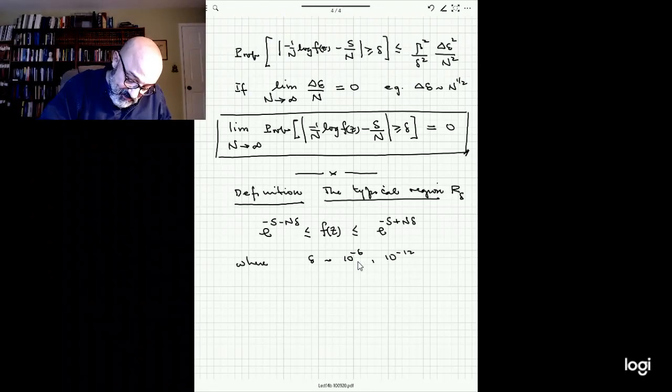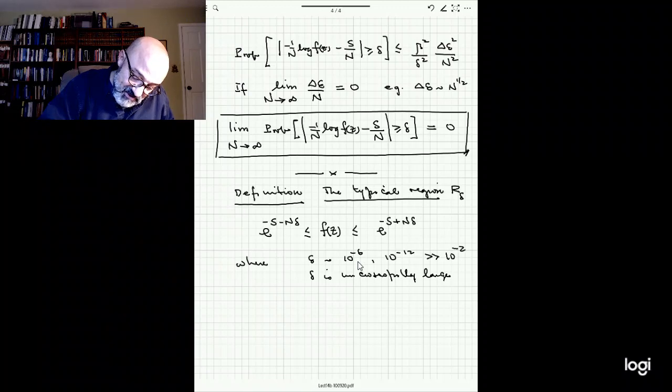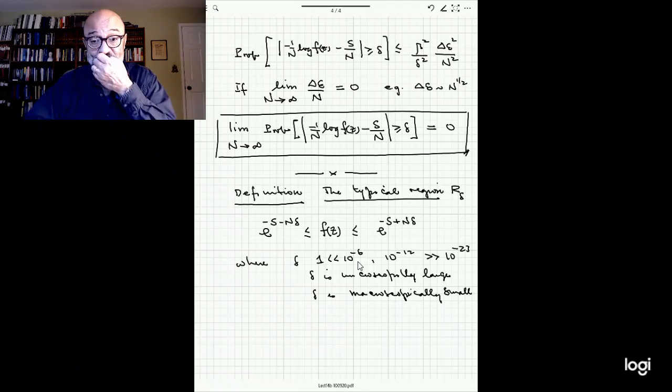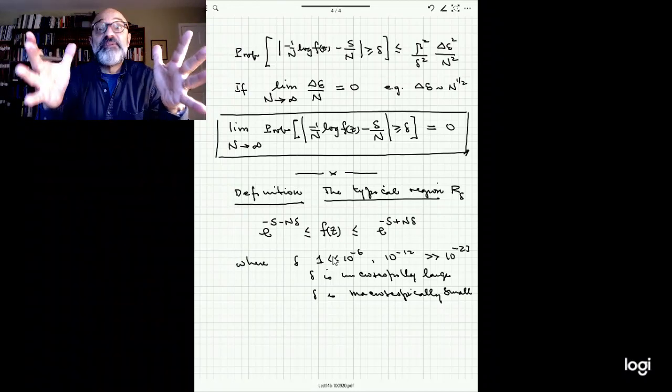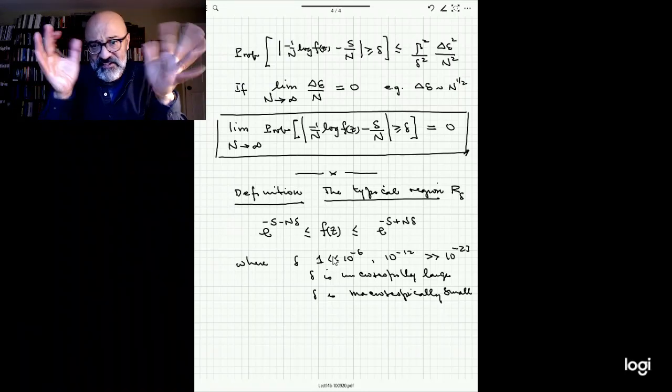So delta is microscopically large, in the sense that this is still much, much bigger than 10 to the minus 23. But it's also much less than 1, so delta is macroscopically small. This is what we mean when we say that the thermodynamic fluctuations are actually very tiny compared to the 10 to the 23. They're absolutely small, but of course things are fluctuating all over the place there.